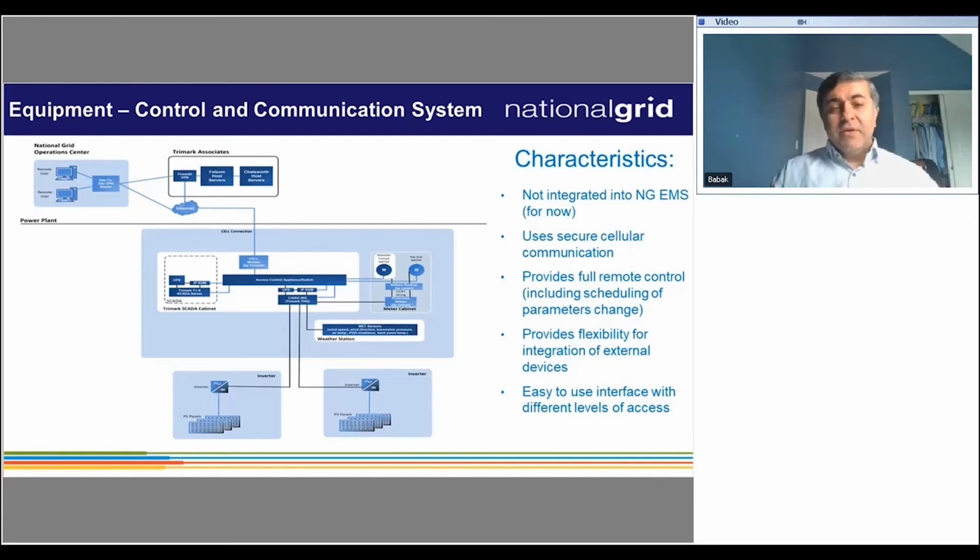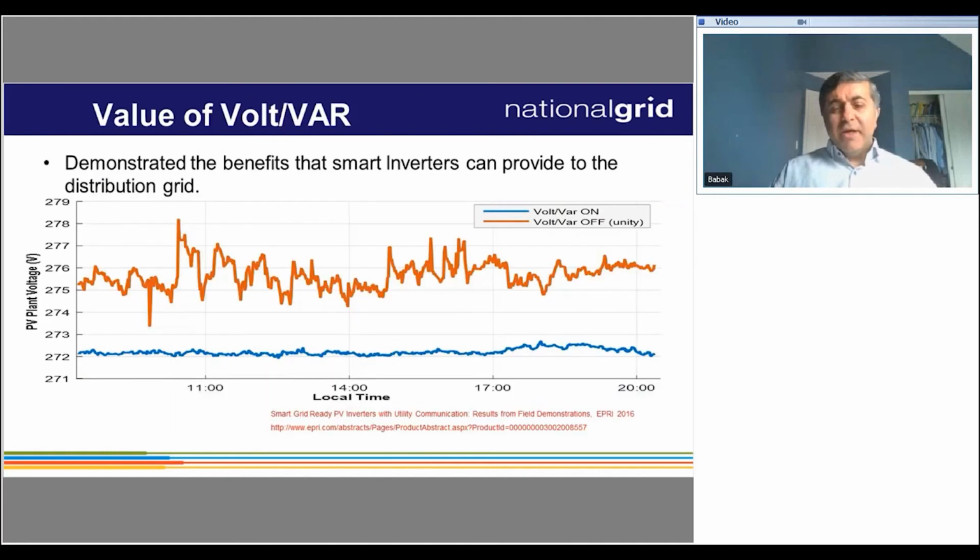Say, I want to change the power factor from unity to 0.95, and send a command signal, and that gets implemented within 2 seconds. So we can remotely control these inverters and the settings. The point I'm trying to make is basically why communication is important.